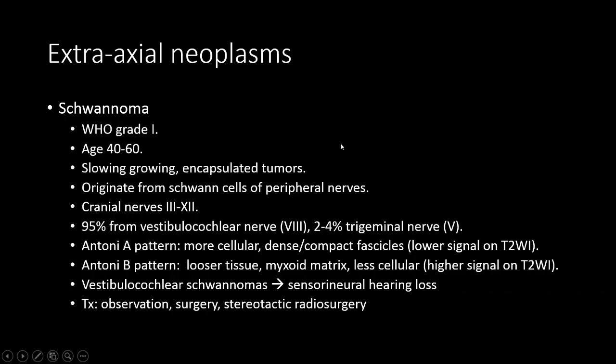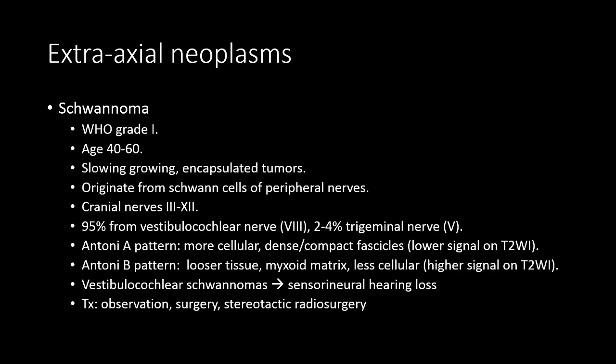We'll move on now to discuss schwannomas. Schwannomas are fairly common benign extraaxial intracranial neoplasms. They are WHO grade 1. They occur most commonly between 40 and 60 years of age. They're slow-growing encapsulated tumors originating from Schwann cells of peripheral nerves. They can arise from any of cranial nerve 3 to 12.